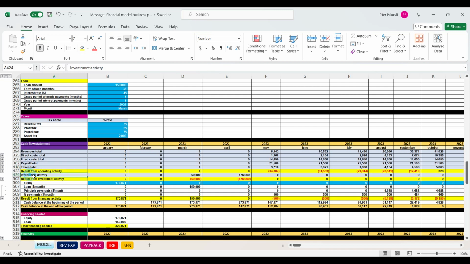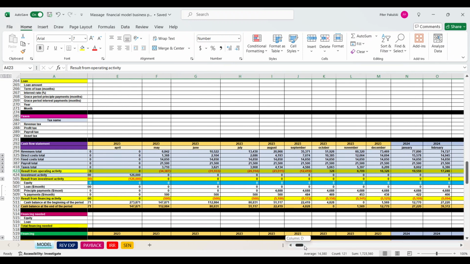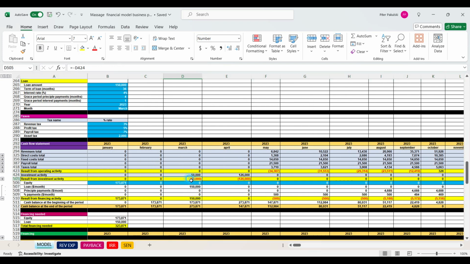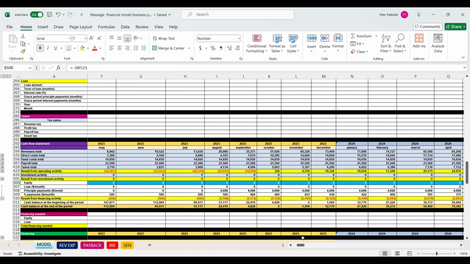The result from operating activity will show us how much we earn without loan payment and investment plan expenses. The result from investment activity will show us what we need to invest in, how much, and when. Then we have the result from financing activity. During the first stage of the project, it shows equity and loan inflow inside our business idea. On the second stage, it shows loan payments and how they correspond with the result from operating activity.